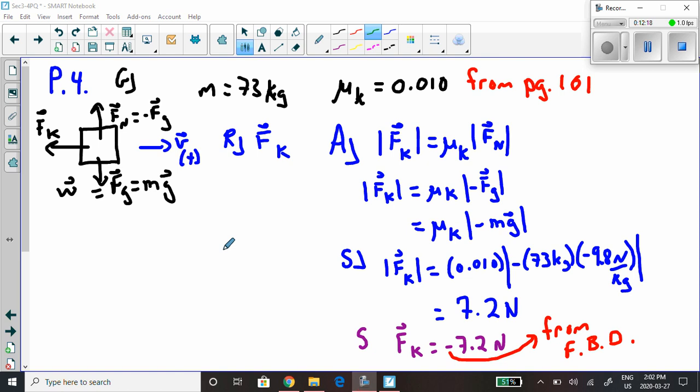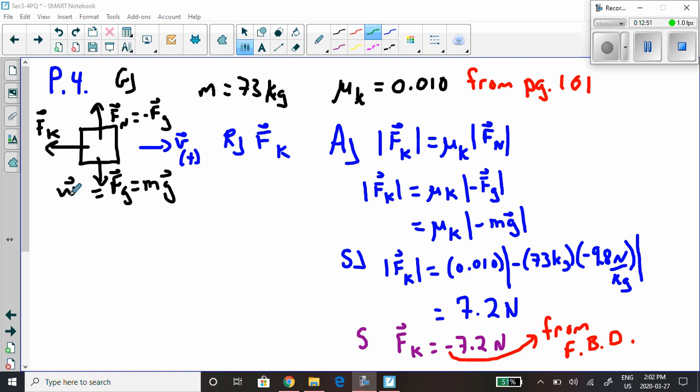So, what does it say? It says that we have a 73 kilogram hockey player, so there's the mass, and the hockey player glides across the ice on skates. So I can look on page 101 to find the value of kinetic friction. I know it's kinetic because the skater is moving, sliding across the ice. And we want to find out what is the force of kinetic friction acting on the skater. So I'm going to put up my G for given.